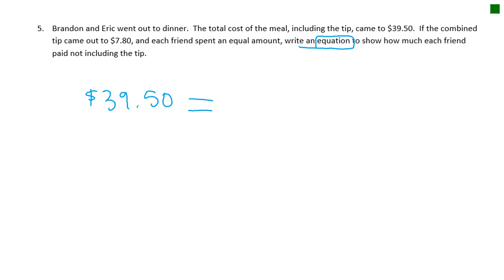Okay? It says the combined tip came out to $7.80. So from those $39.50, I know $7.80 came out from the tip. Well, I need to know how much was each meal. I do not know how much is each meal, so I'm gonna add 2x. Why did I say 2x? Because it's Brandon and Eric. They both ate a meal. I don't know how much the meal is, so x represents the price of the meal.